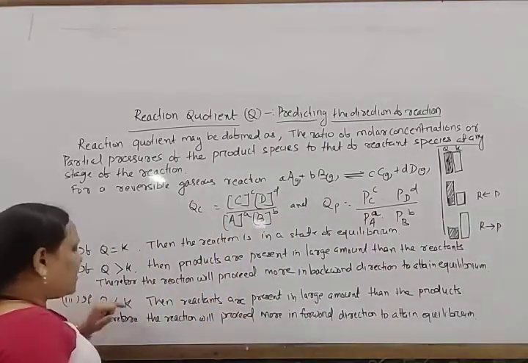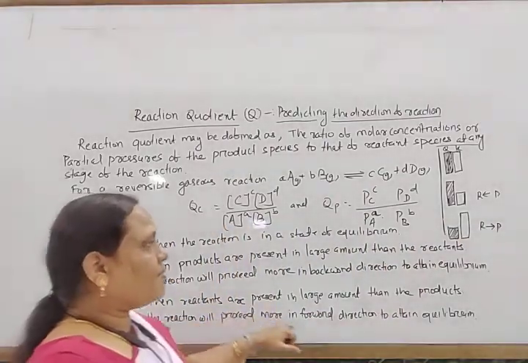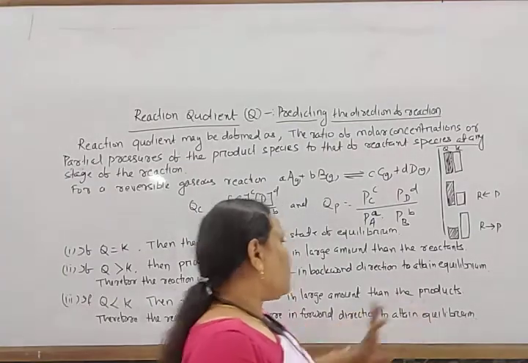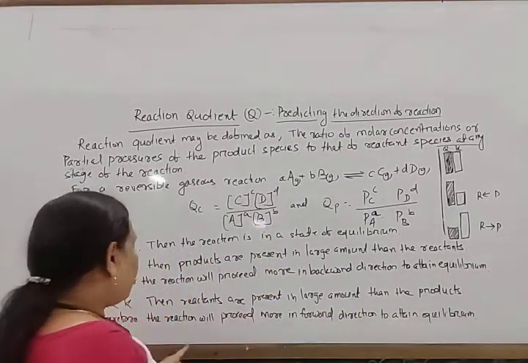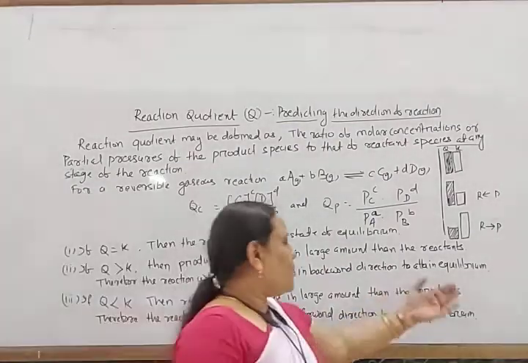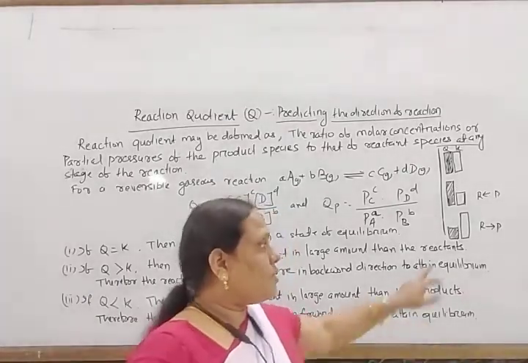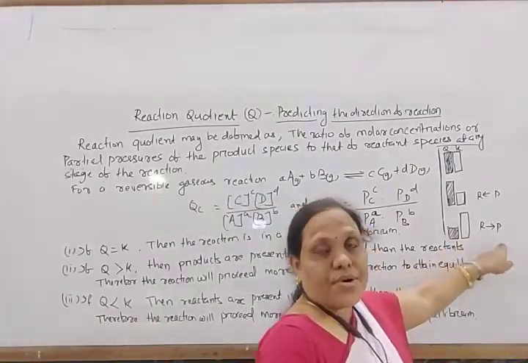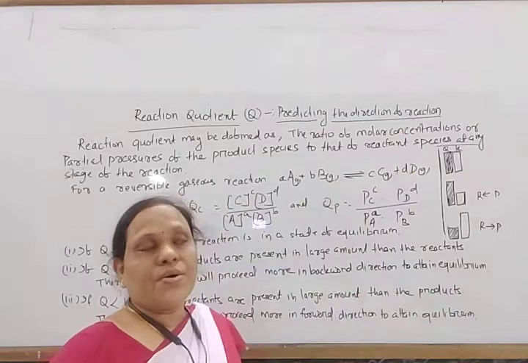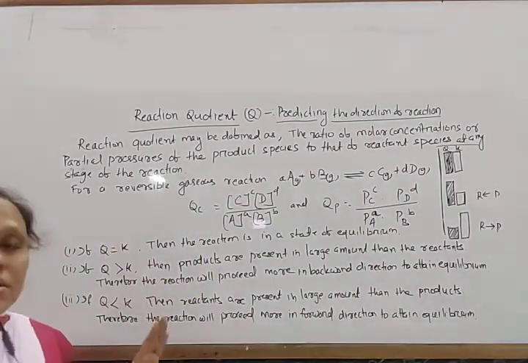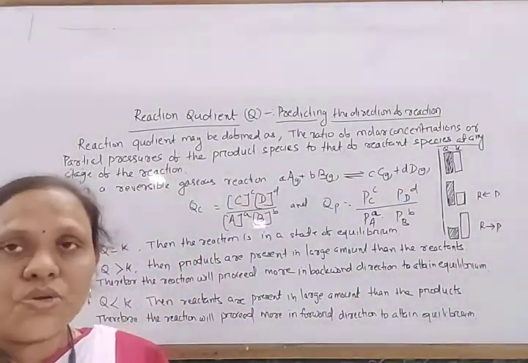And if Q is less than K, then the reactants are present in larger amount than the products. Therefore, the reaction will proceed in the forward direction to attain equilibrium. The reactant will give product, that is the forward reaction. Okay, so this is some idea about the reaction quotient.